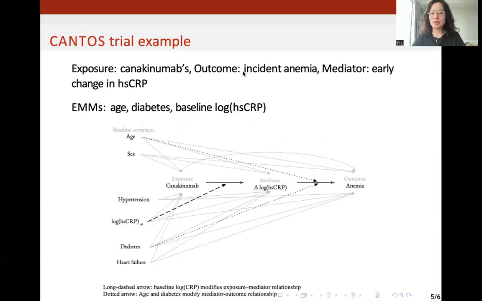By implementing our extended approach to an empirical cardiovascular study, we examined how age, diabetes, and the baseline high sensitivity C-reactive protein modified the canakinumab's effect on incident anemia through the early change in hsCRP. We found that the proportion mediated was greater for younger, non-diabetic patients with lower baseline level of inflammation. This finding suggested differential usefulness of the early post-treatment inflammatory biomarker in monitoring patients depending on baseline characteristics.